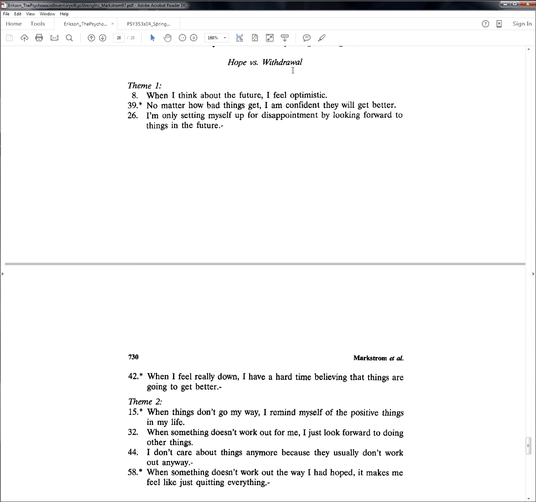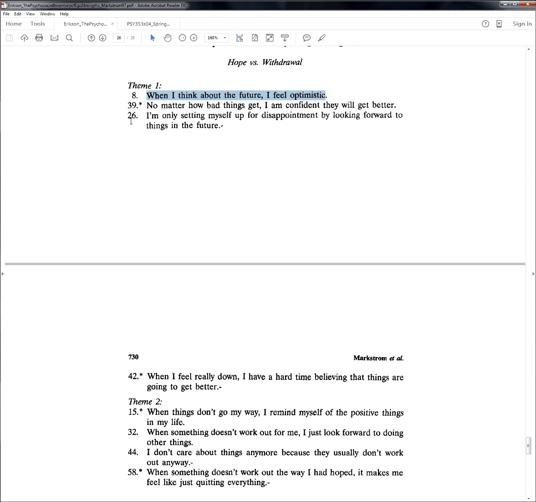So here are the questions, and we are going to answer them as if Catalea was answering the inventory. When I think about the future, I feel optimistic. What would she say? No matter how bad things get, I am confident they will get better. What would she say? As you can see, these are both related to hope.